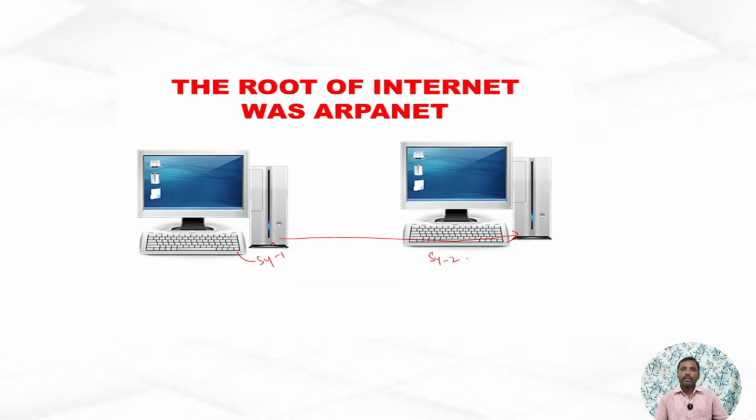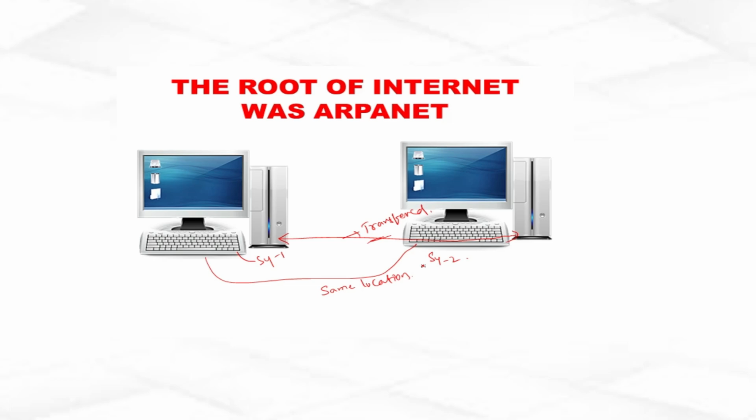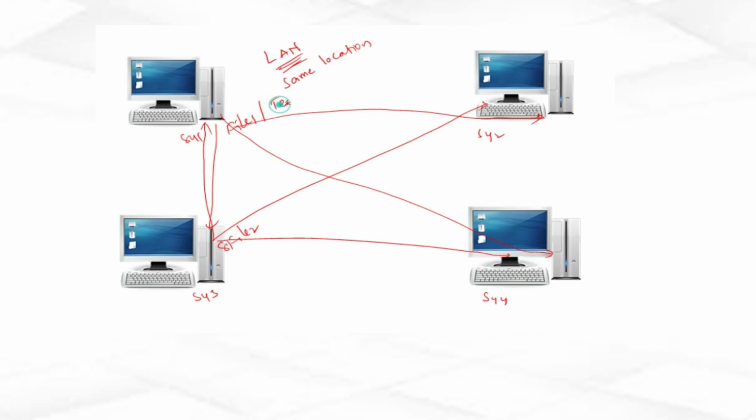The second one is they connected two systems by the cable and transferred data from one system to another system. These two systems are located in the same location. And the third step, in the year 1969, they connected four systems which are located in the same area and they started to transfer data from one system to another system.